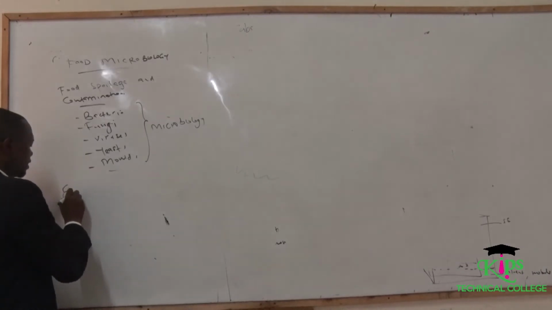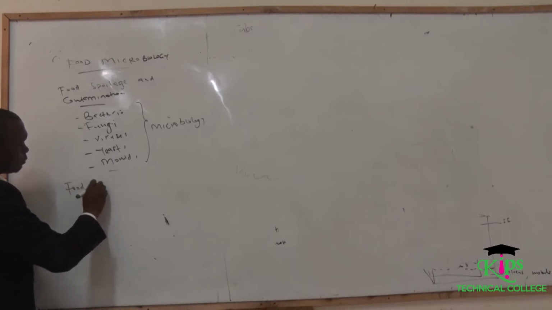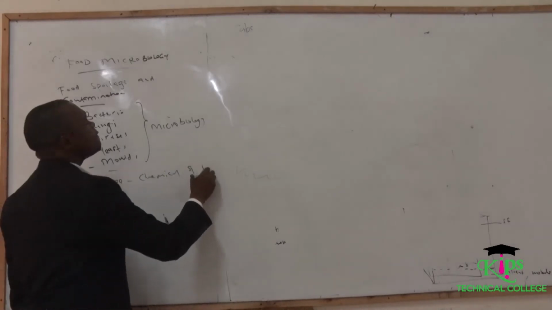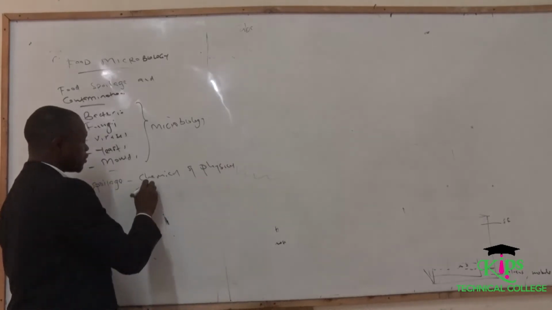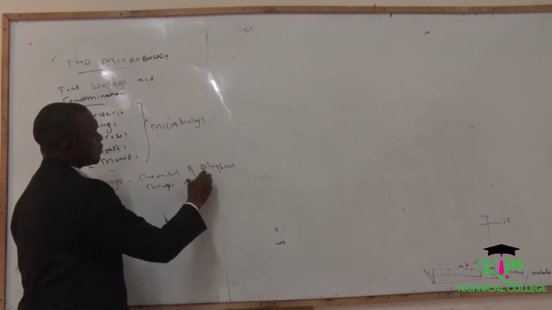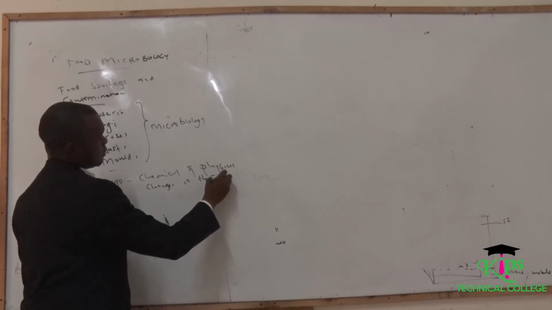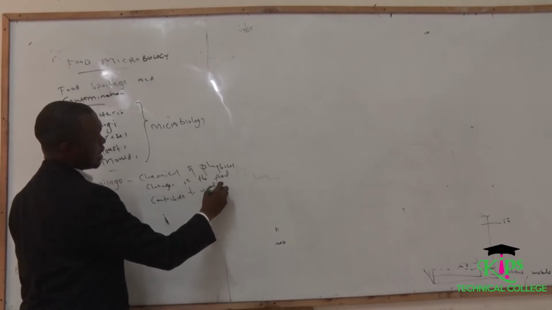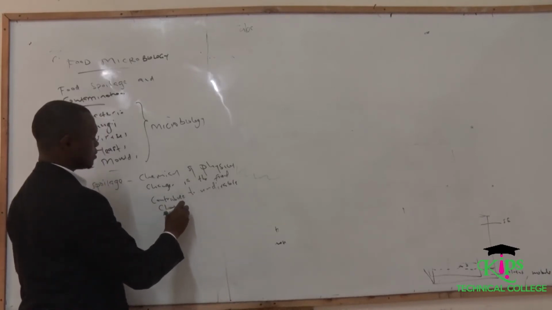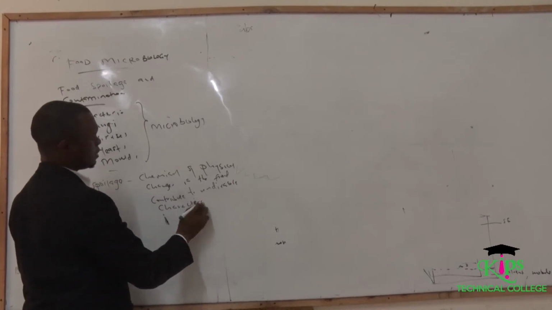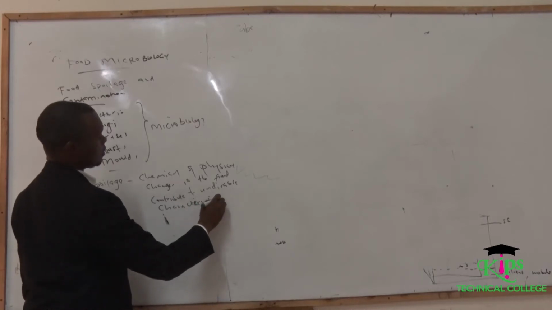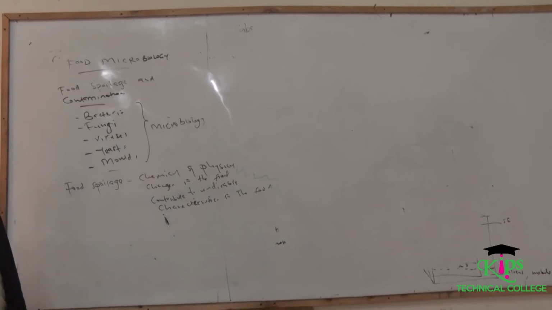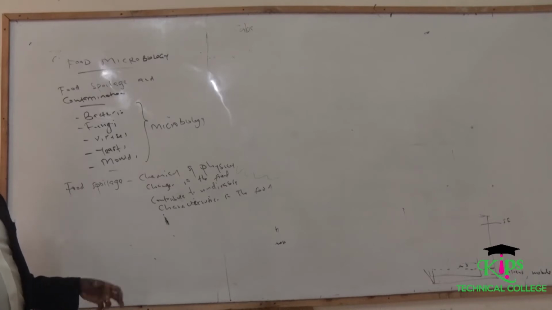Now, when you say food spoilage, basically it means the chemical and physical changes in the food which contribute to undesirable characteristics, or we can say properties, in the food.